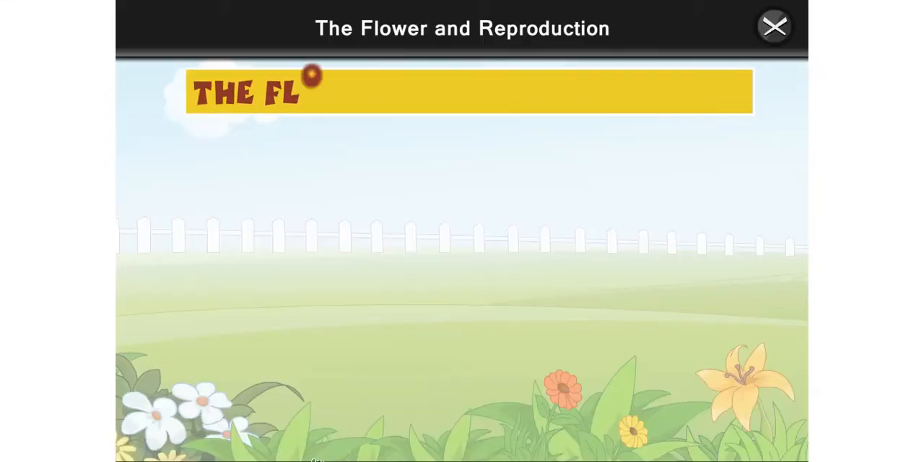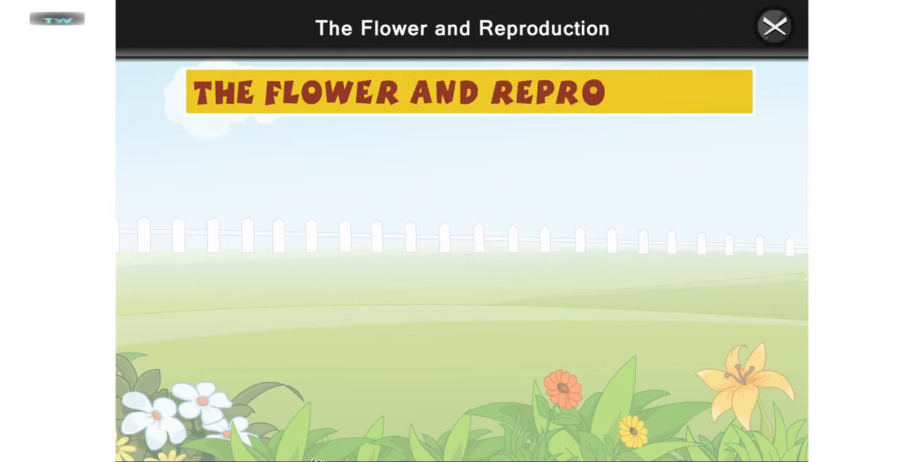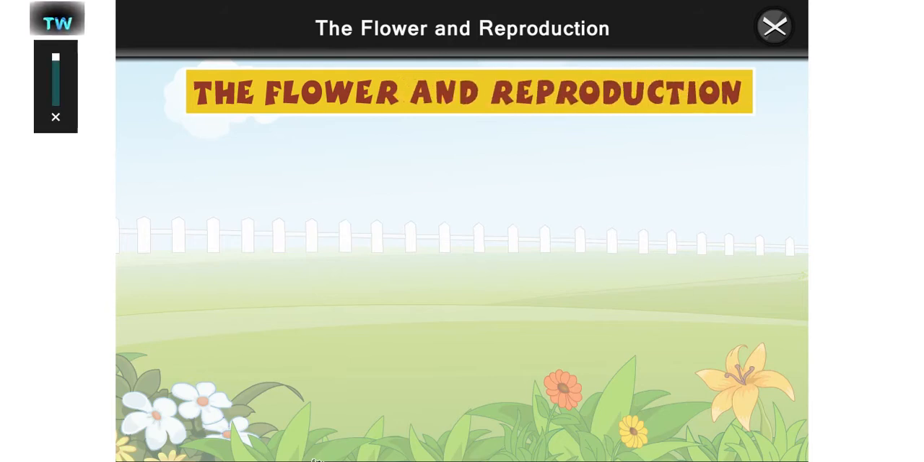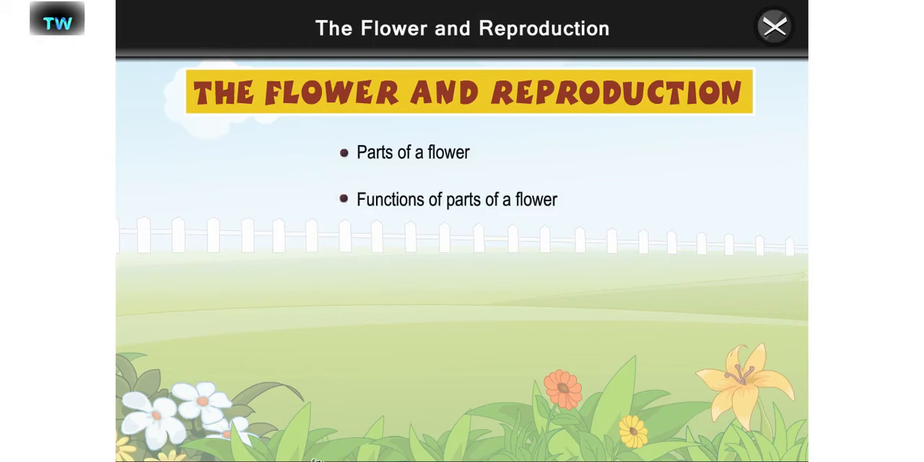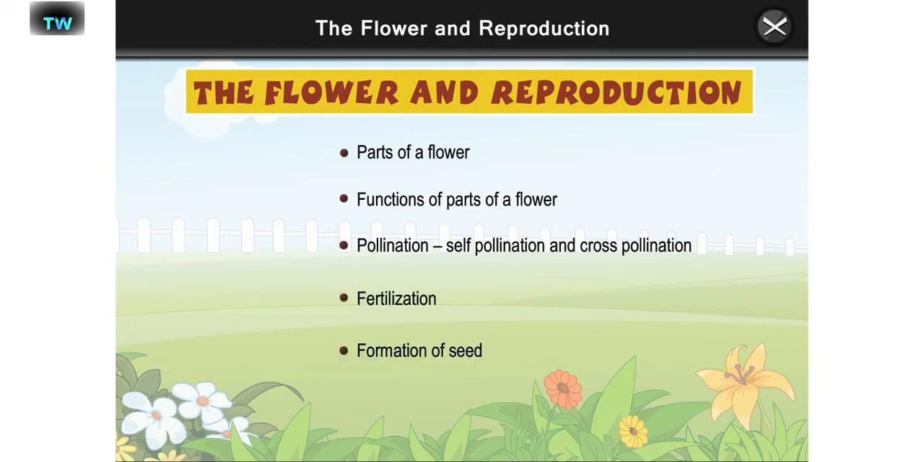The flower and reproduction. In this chapter, you will learn about parts of a flower, functions of parts of a flower, pollination, self-pollination and cross-pollination, fertilization, formation of seed.